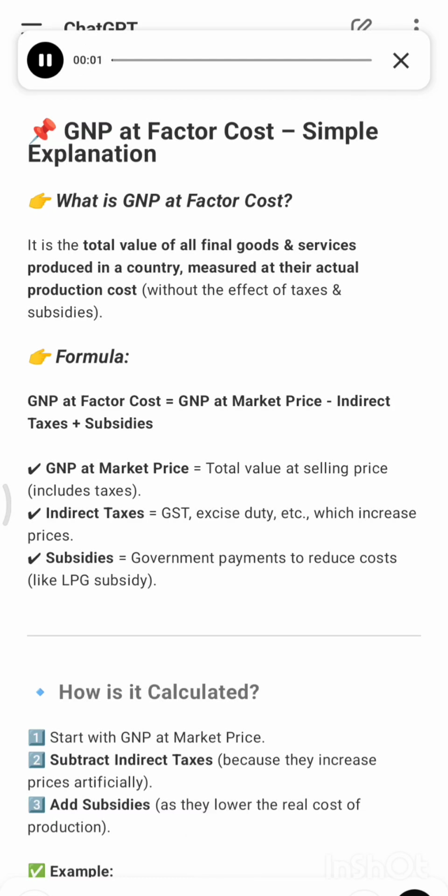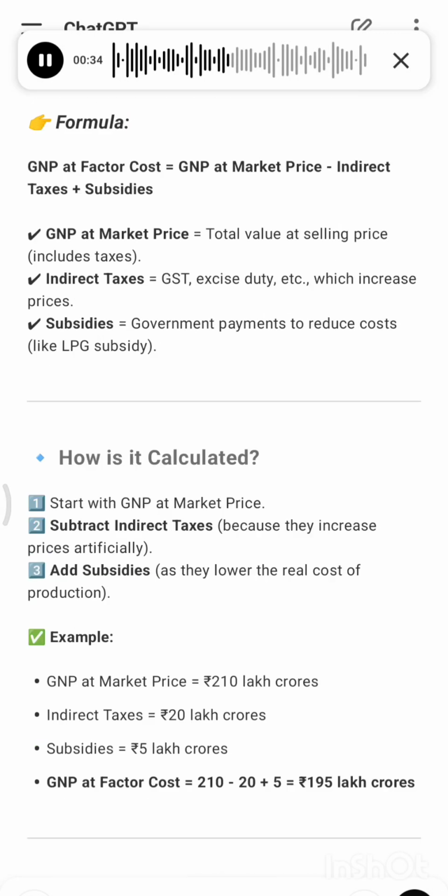GNP at factor cost, simple explanation. What is GNP at factor cost? It is the total value of all final goods and services produced in a country, measured at their actual production cost, without the effect of taxes and subsidies. Formula: GNP at factor cost equals GNP at market price minus indirect taxes plus subsidies. GNP at market price is the total value at selling price, including taxes. Indirect taxes are GST, excise duty, etc., which increase prices. Subsidies are government payments to reduce costs, like LPG subsidy.